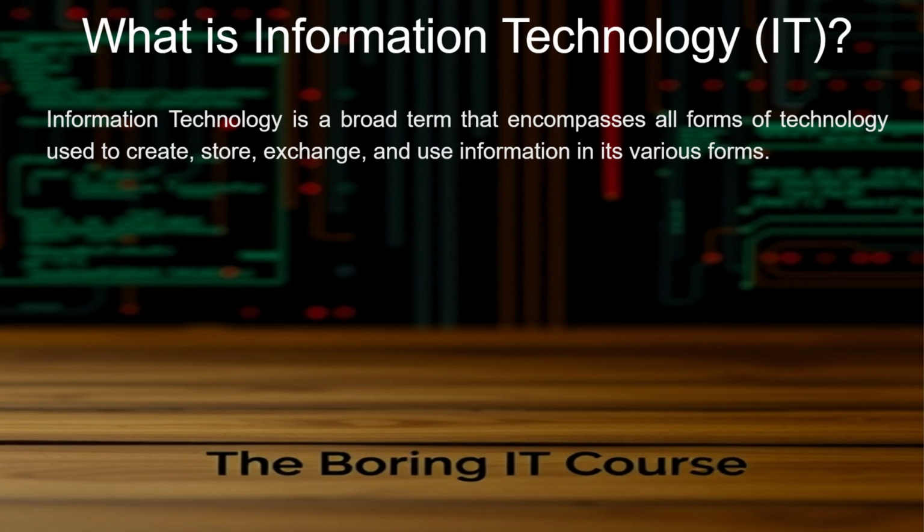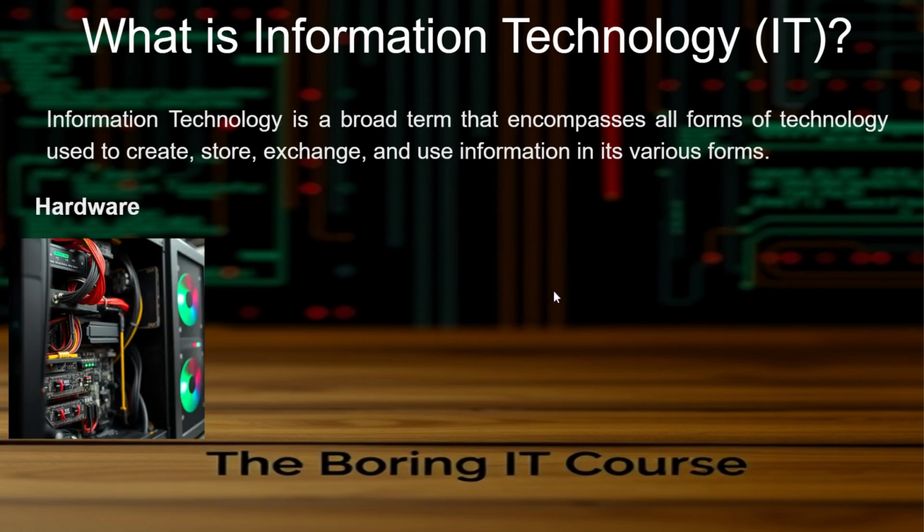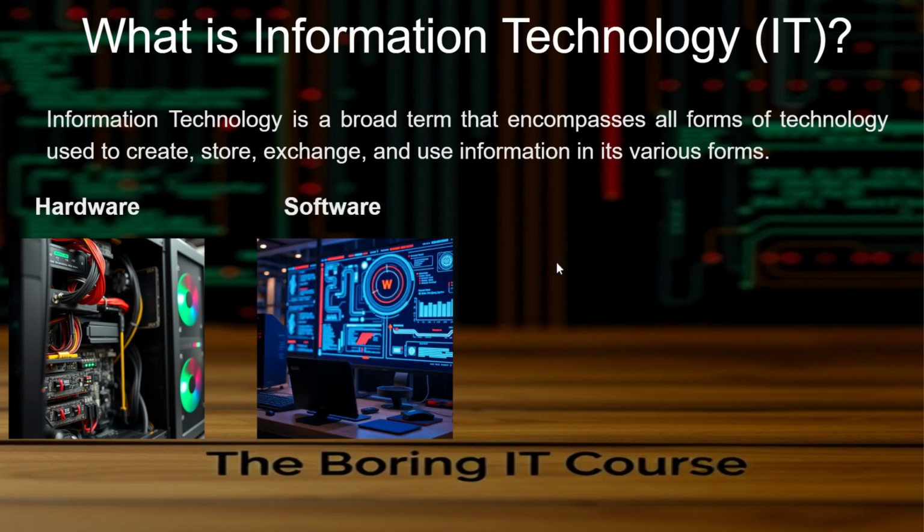Firstly, let's talk about the hardware. This is the physical aspect of computers and other devices. It includes everything from the computer chip itself to the cables used to connect devices. Next, we have software. Software is a set of instructions that tells the hardware what to do. It's what allows us to interact with our computers and devices. Software can be anything from the operating system on your computer to the apps on your phone.